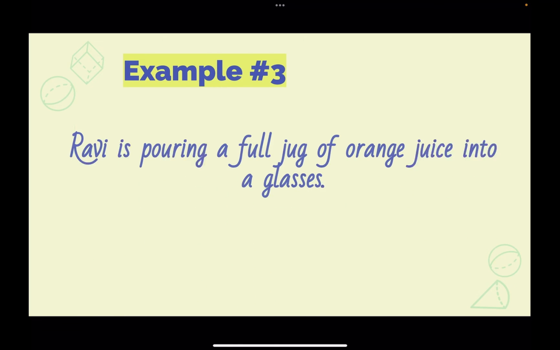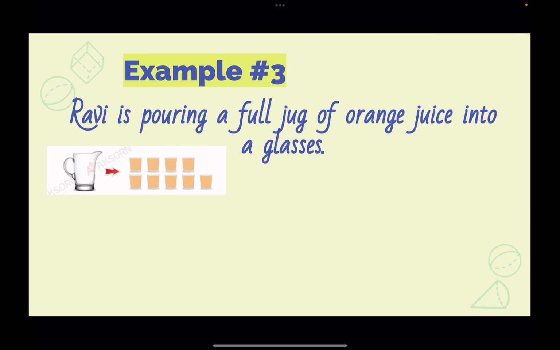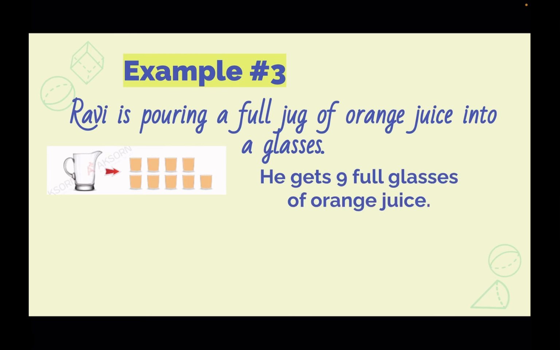So next, for example number 3, look here. Ravi is pouring a full jug of orange juice into glasses. It means the jug is full, and then he wants to put it into the glasses. So now he gets 9 full glasses of orange juice. If you count how many glasses, we get 9 glasses of orange juice.